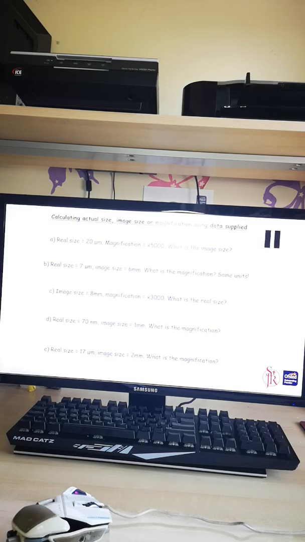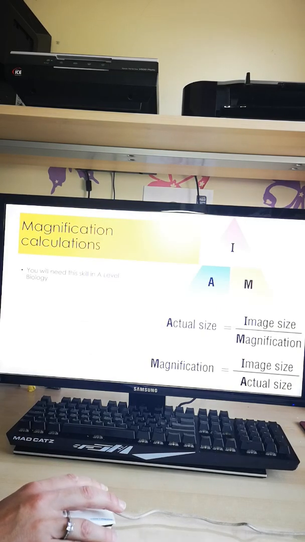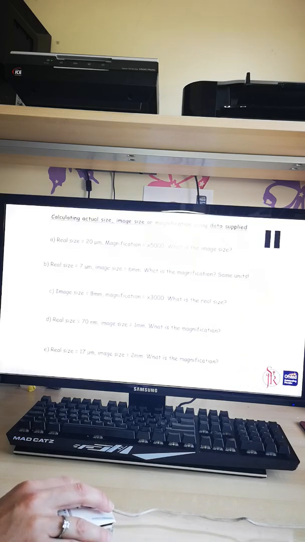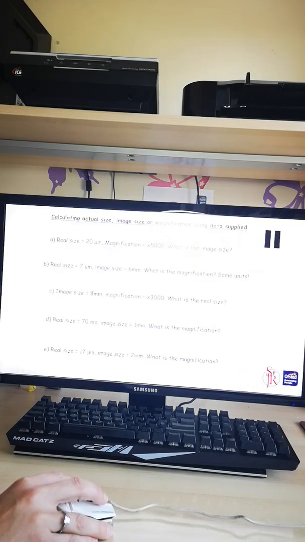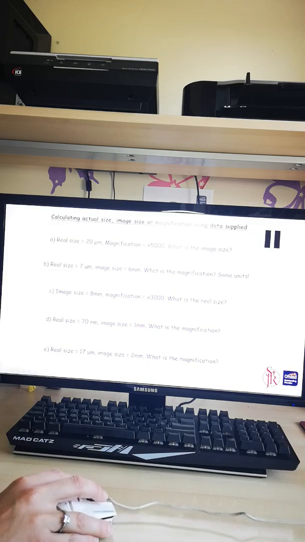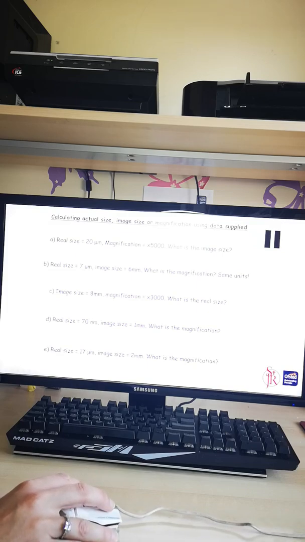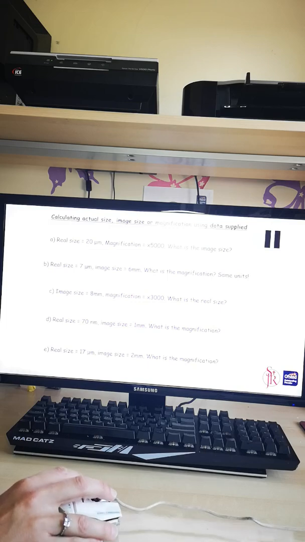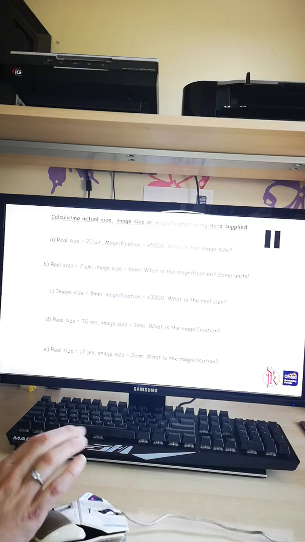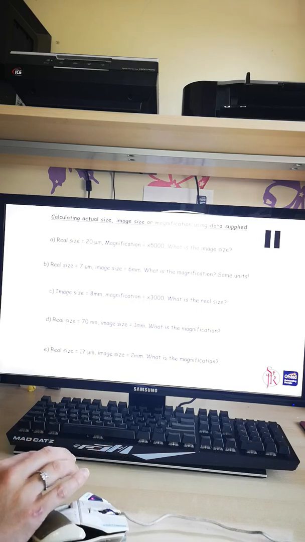In terms of our description here, I've used real size instead of actual. This is my actual size. So in the first one, the actual size is 20 micrometers. The magnification is times 5,000. What is the image size? So this is just practicing and recapping what you have done at school.